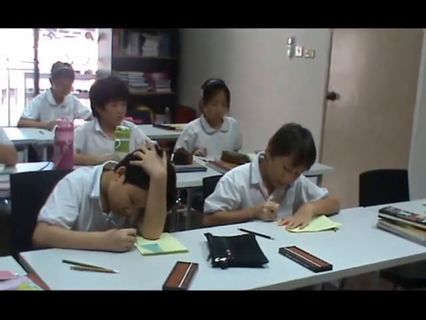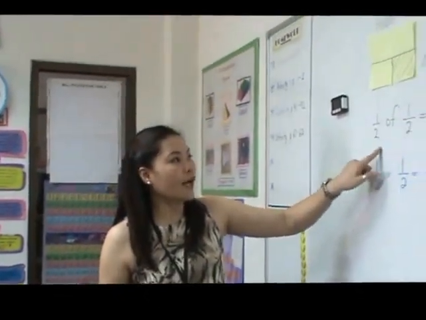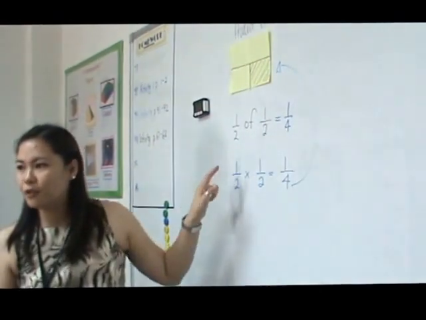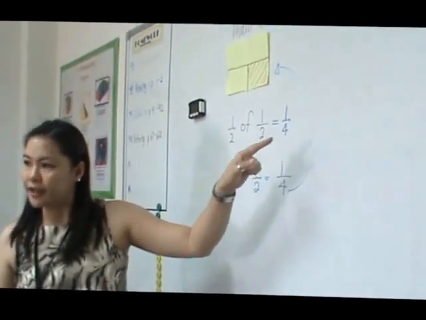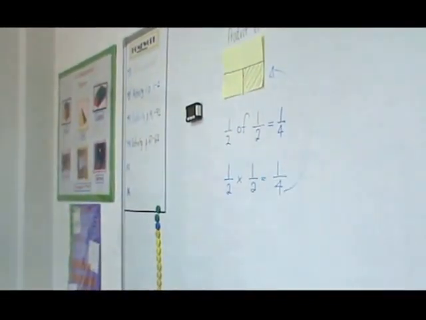In multiplication, it's different. This is what we did. You get the half of the half. So 1/2 of 1/2 is equal to 1/4. You just need to multiply numerator to numerator, denominator to denominator. Okay. Next.